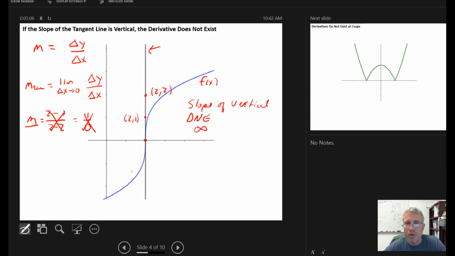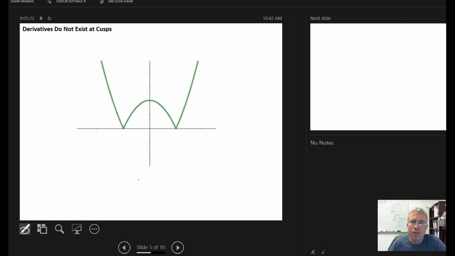So anytime you have a graph and there's a place on that graph where the tangent line is vertical, the derivative won't exist at the value of x at which the vertical tangent line exists. It'll exist everywhere else, but not where the tangent line's vertical. The other way a derivative can fail to exist is at a cusp. Cusps in a graph are just these sharp changes in direction graphically. And when you have a cusp, the derivative doesn't exist at the value of x at which the cusp exists.